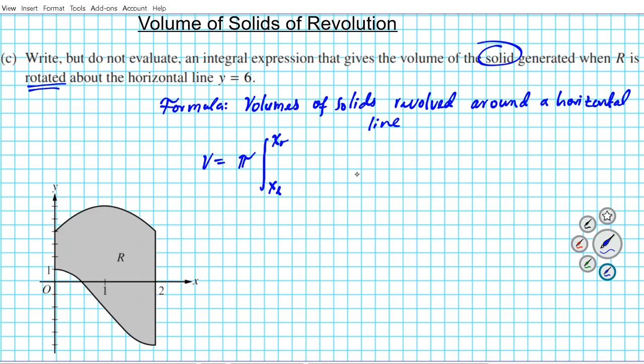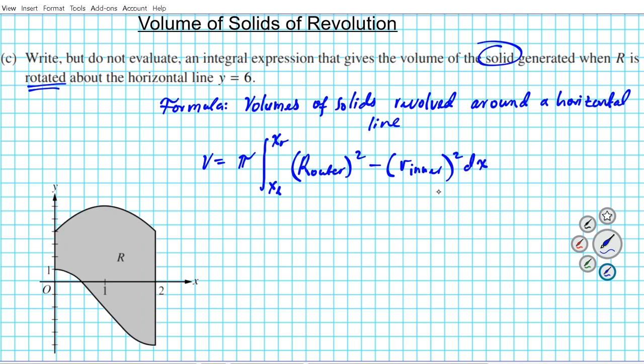Now, the axis of revolution could be above or below, so that will impact our generation of the formula, but generally speaking, it's going to be pi times the integral from x left to x right of the outer radius squared, r outer square, minus r inner square. There you have it, and this is dx.